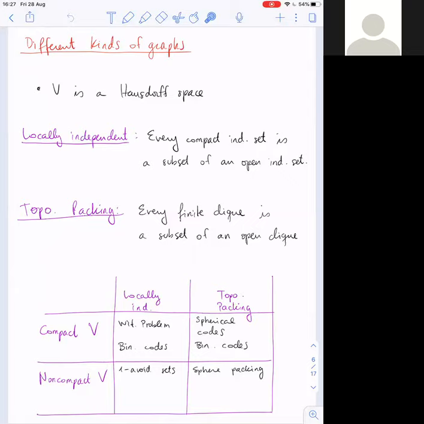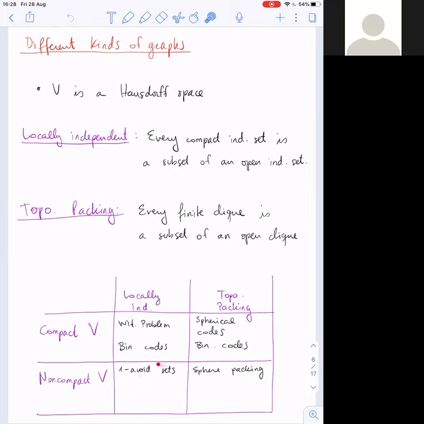And then we can make a table. You have local independent graphs and you have topological packing graphs. And they are different, they are fundamentally different somehow. And then another thing that complicates or helps you is whether V is compact or non-compact. So if you have local independent graphs, Witzenhausen's problem is an example of a local independent graph. And the binary codes are also local independent because you will just put a discrete topology. And the vertex set is compact because it's the Hamming cube.